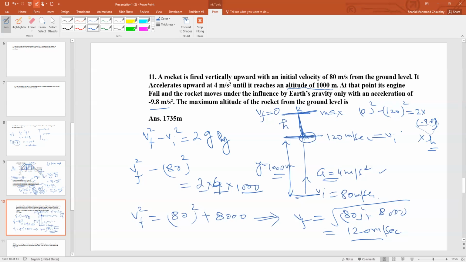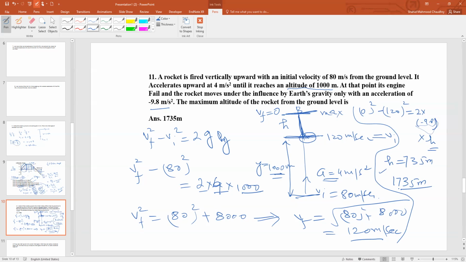If you solve this equation, the answer will be 735. You can check this one. So the total height will be 1000 plus 735. The total will be 1735 meters. This is the answer.